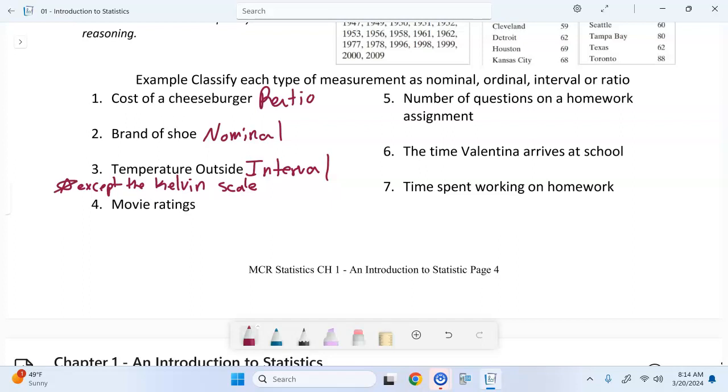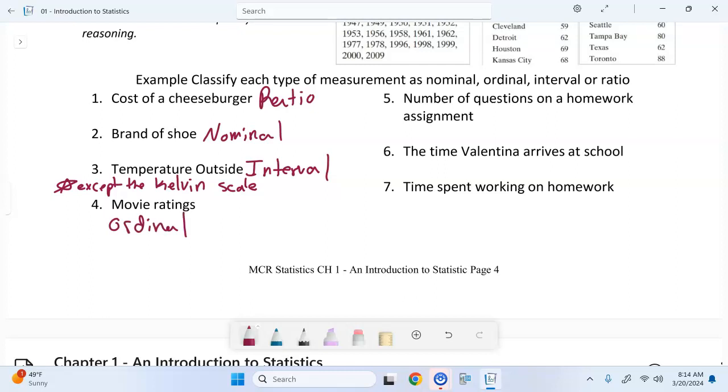Movie ratings. Like PG, PG-13, G. Or even movie ratings as far as 1 star, 2 star, 3 star, 4 star. There's no meaningful difference between the ratings. Ordinal.